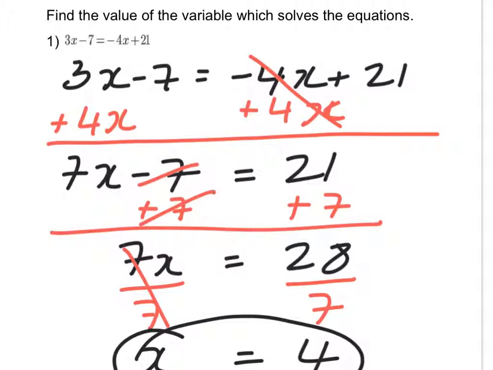So if you look at this here, if you substitute 4 in, 3x is 12 minus 7 is 5. So on the left we get 5. And on the right, minus 4 times 4 would be minus 16 plus 21 would be 5. So you get 5 on both sides if you substitute 4 in for x.